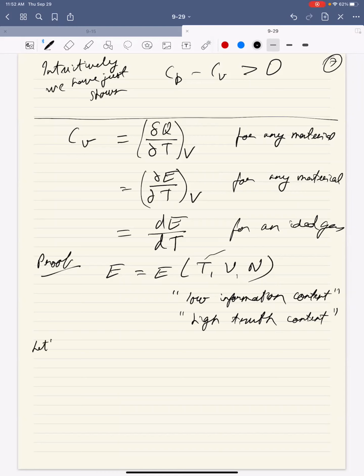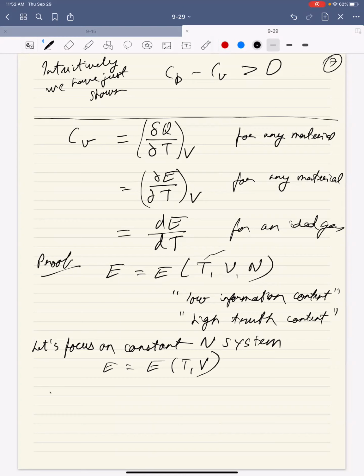And let's focus on a constant N system. Just for simplicity, so we don't have to worry about it: if we did a variable N, then we would have a chemical potential. So let's focus on a constant N system. In that case, E is equal to E of P, V. And this is not ideal gas or anything. This is true for any equation. You don't know what this equation is.